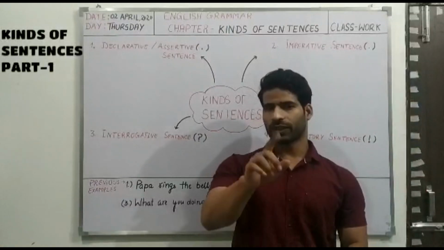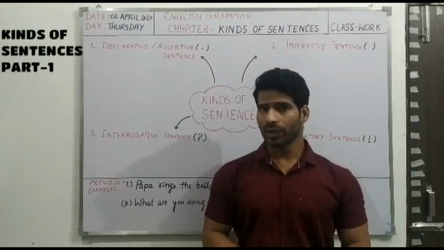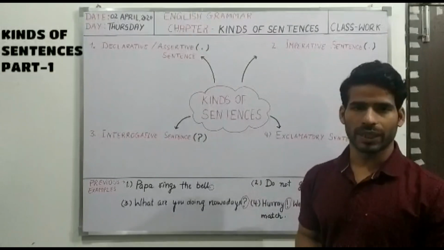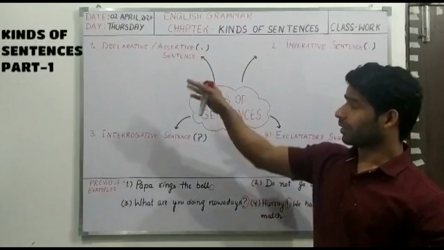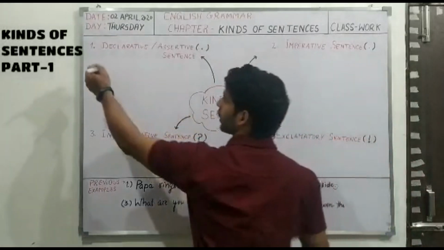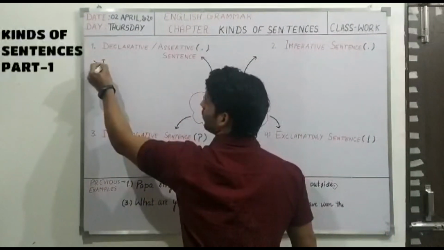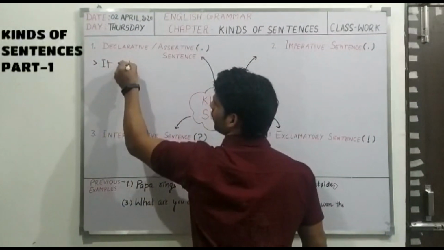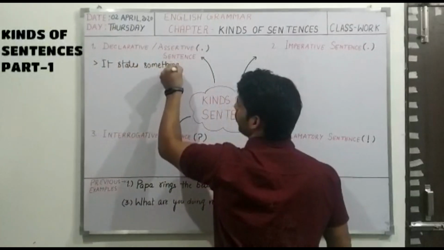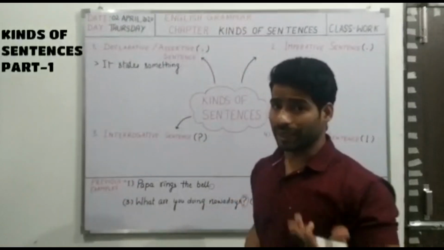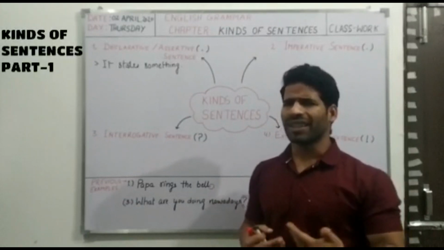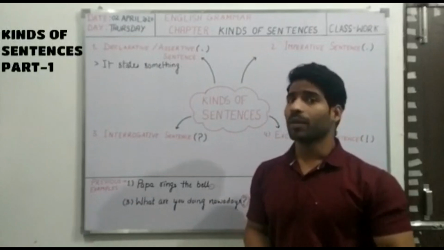So let's start with the very first kind of sentence, that is declarative sentences. In order to identify a declarative sentence, we must know something about declarative sentences, and that is, pay attention to the board. First point, it states something. What does it mean? It states something? That means it gives us some information or it tells us something about something.